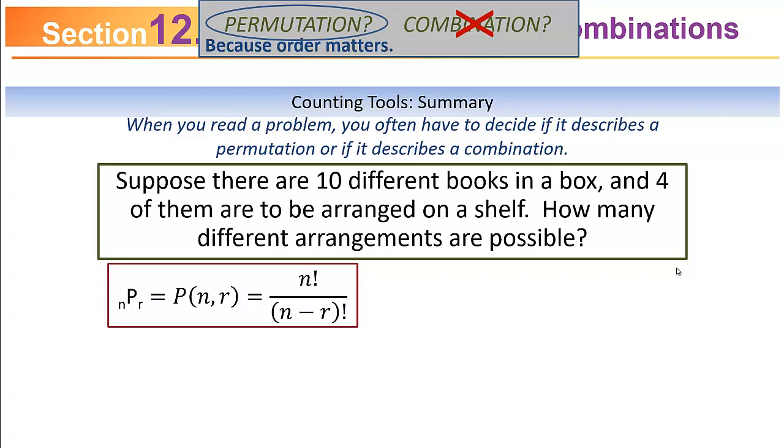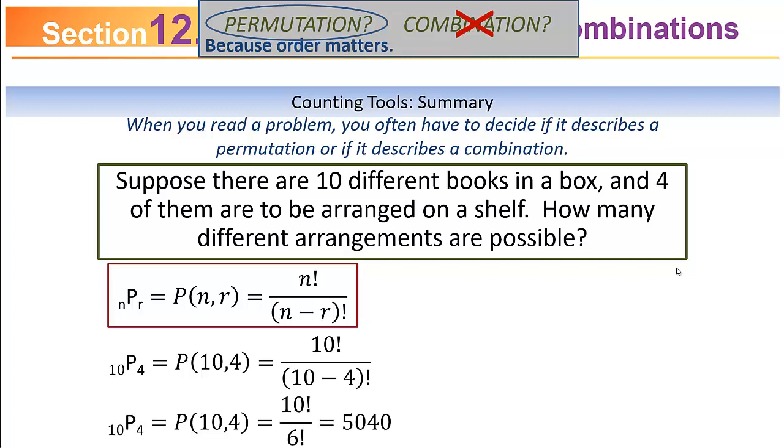So I use the permutation formula, plugging 10 in for N and 4 in for R. 10 books, 4 at a time. So that's 10 factorial over 6 factorial. And if you do the calculation, that comes out to be 5,040. There are 5,040 different arrangements of 10 books taking 4 at a time on a bookshelf.